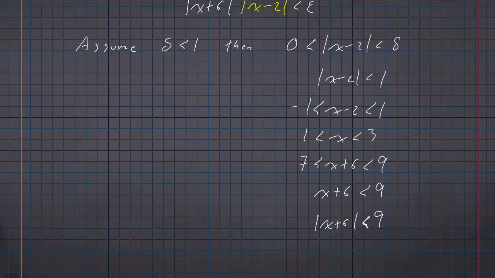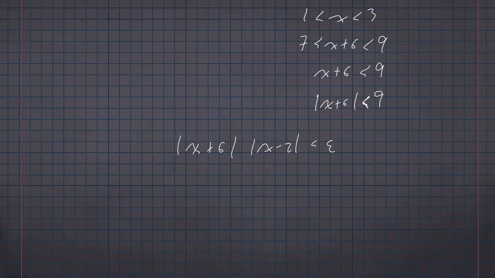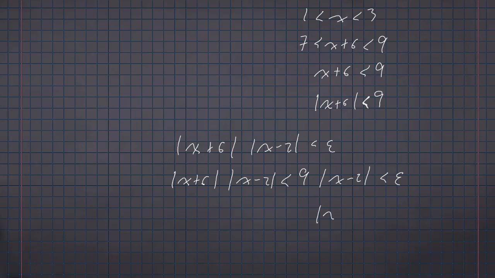We have that the absolute value of x plus 6 times the absolute value of x minus 2, we want to be less than epsilon. Now we know that the absolute value of x plus 6 times the absolute value of x minus 2 is less than 9 times the absolute value of x minus 2. So if we set that less than epsilon instead, then we'll be assured that everything will work, and we get that we want the absolute value of x minus 2 to be less than epsilon over 9.